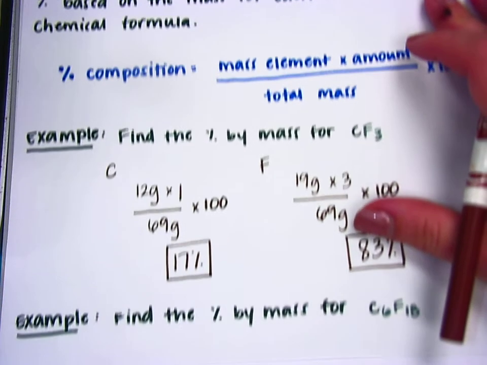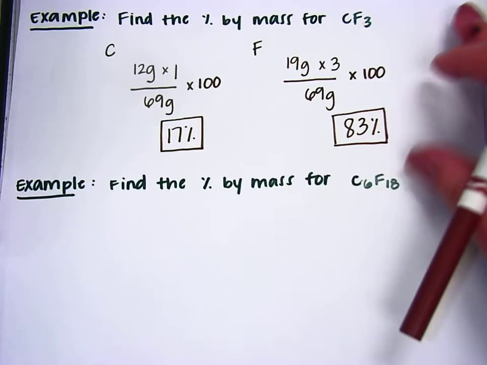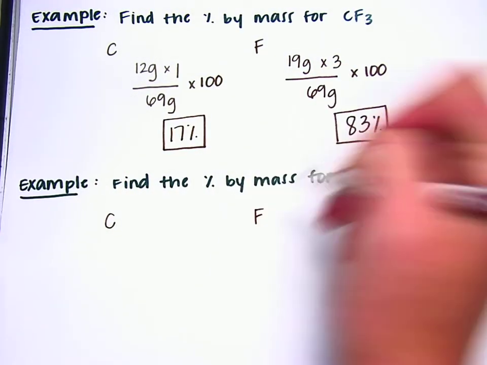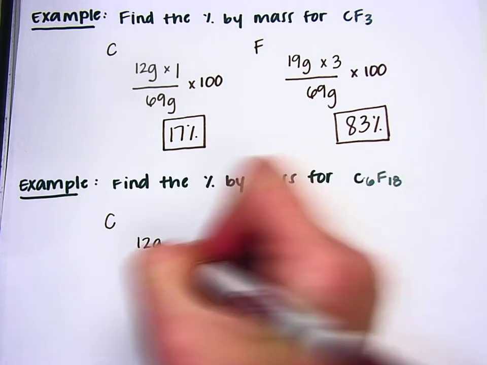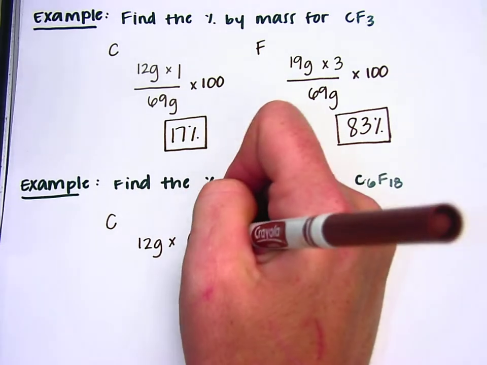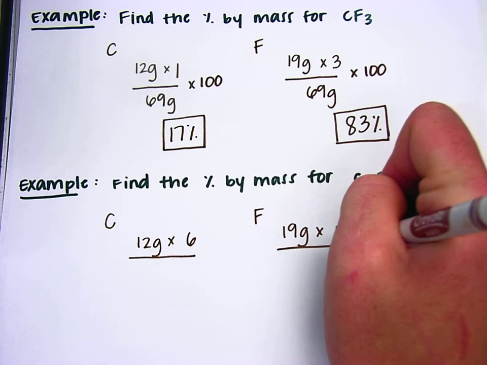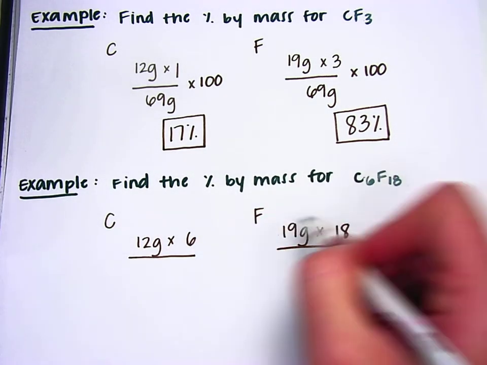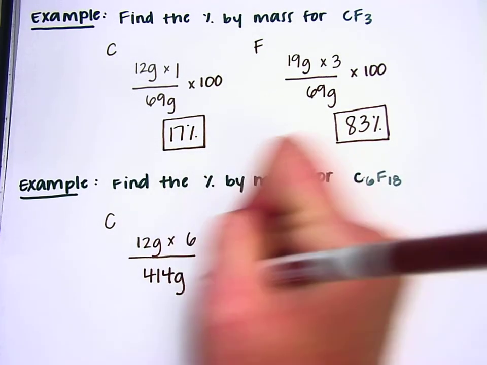We'll do another example. You might want to try this one on your own. Pause the video and then come back to it. But you'll do the same thing for this problem. You'll have carbon and fluorine. You will have the mass of each element, so 12 grams and 19 grams. You'll multiply by the amount, which is 18 for fluorine, and then you'll divide by the total mass. If you add this number with this number, you should get 414 grams.